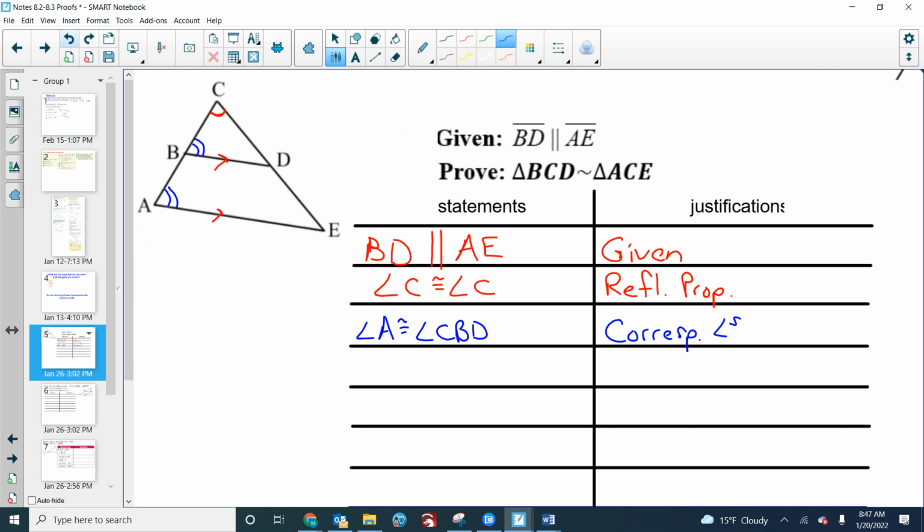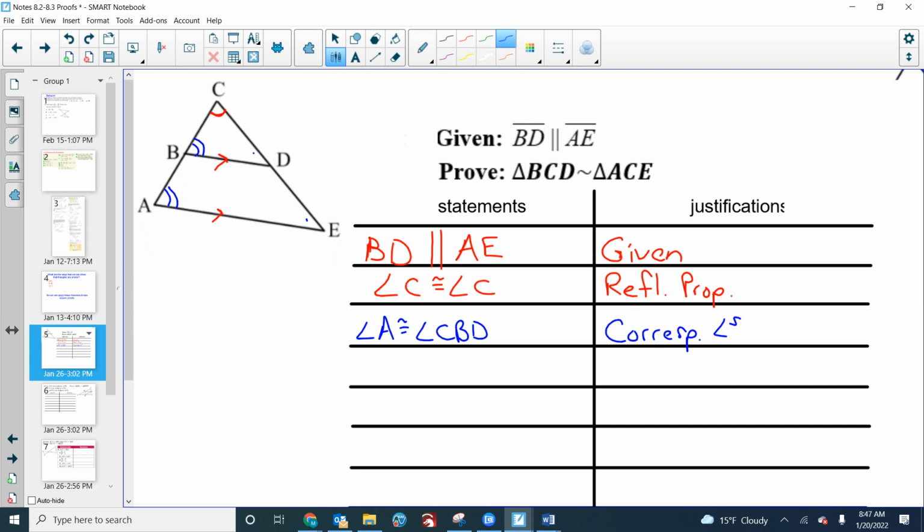Could you also have corresponding for B and D? What do you guys think? We didn't say it, but could these be congruent by corresponding angles? Yes. Okay. Now, do we need to say that? No, I know you guys. You don't want to do any more work than you have to. So let's stop there. Ooh, that was kind of mean, wasn't it?